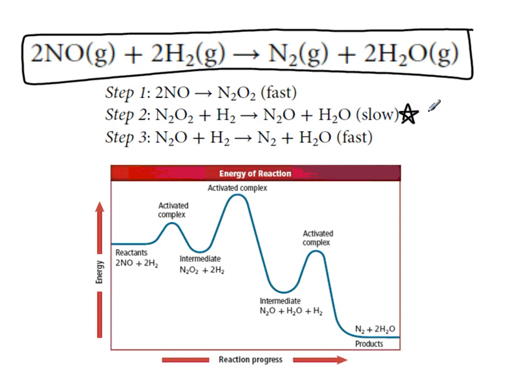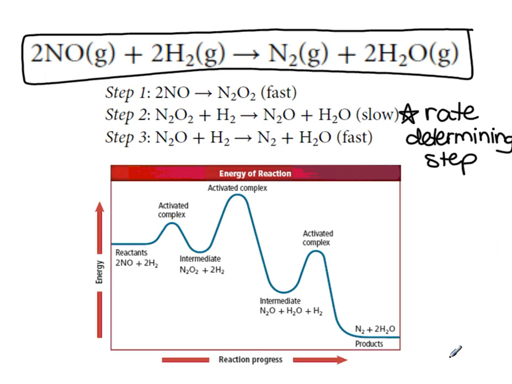If you see slow here, this is telling you this is your rate determining step. That's your slowest step. How else can you tell? Well, you can look at your potential energy diagram. So down below here, we've got that diagram.